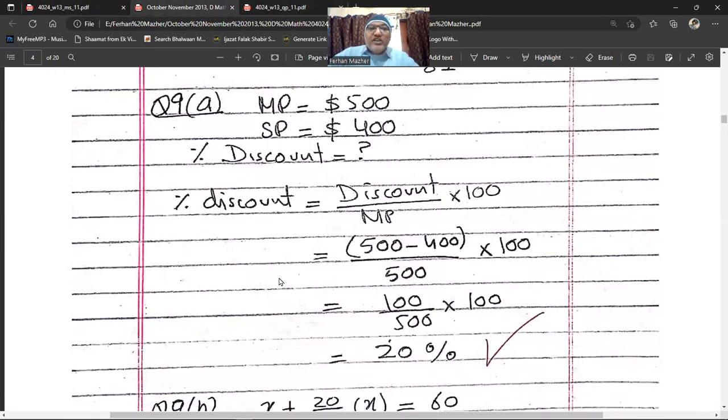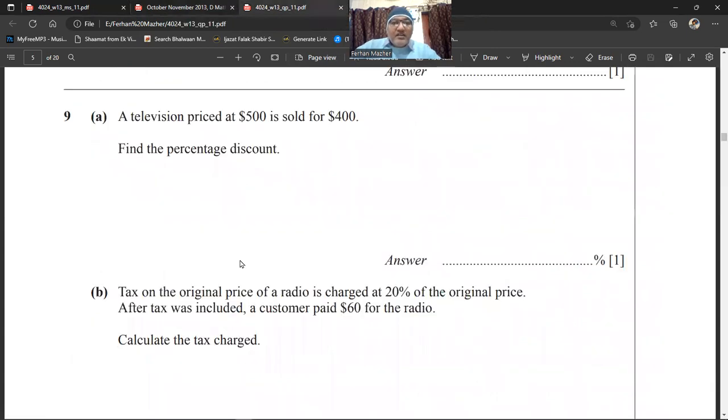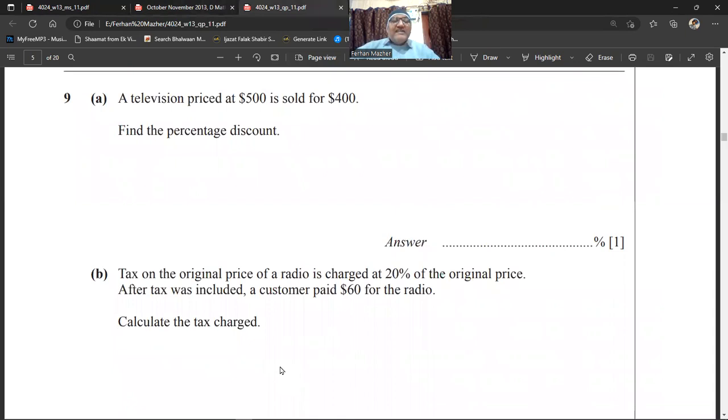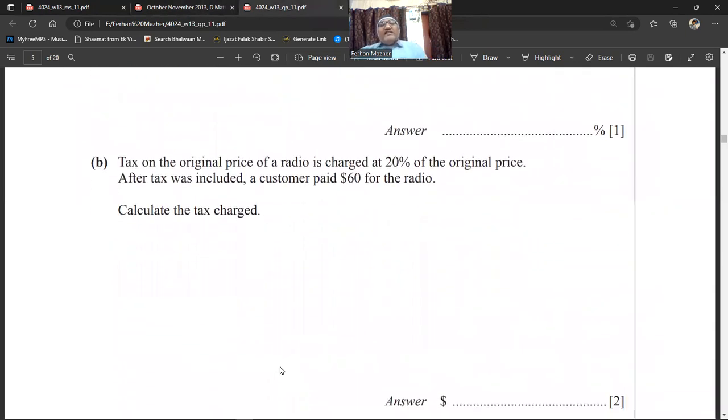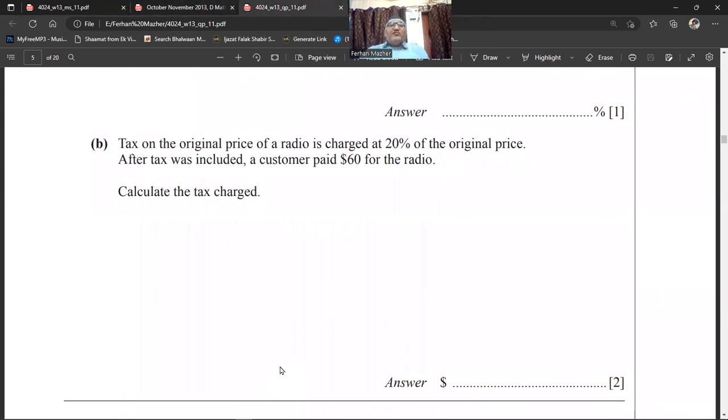The solution is showing up on your screen. You can pause the video. You can take your time. Then he says the tax on the original price of a radio, and that's the 2 marks question. Question number 9 is B part. Tax on the original price of a radio is charged at 20% of the original price. After tax was included, a customer paid $60 for the radio. Calculate the tax charge.